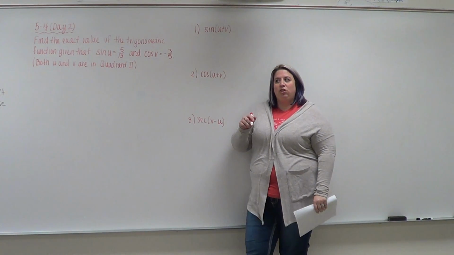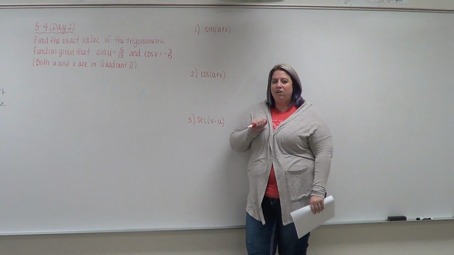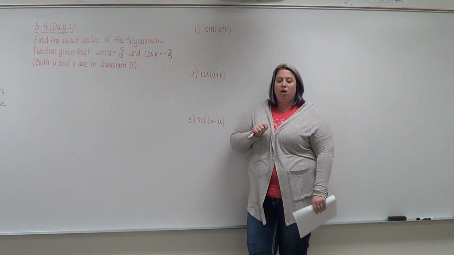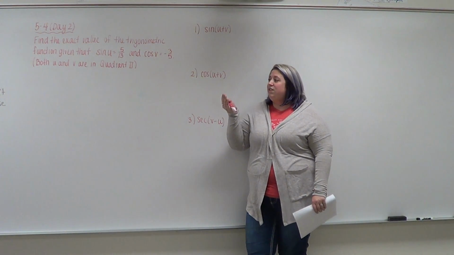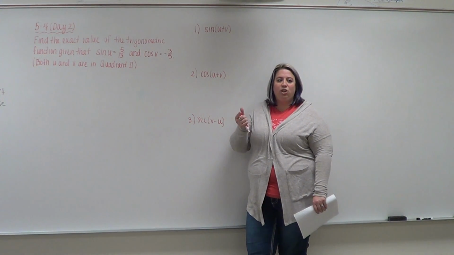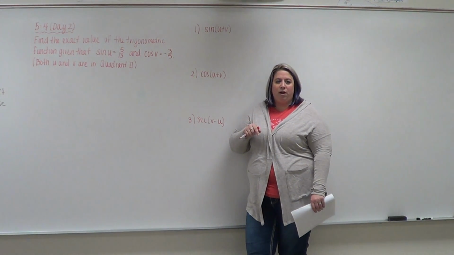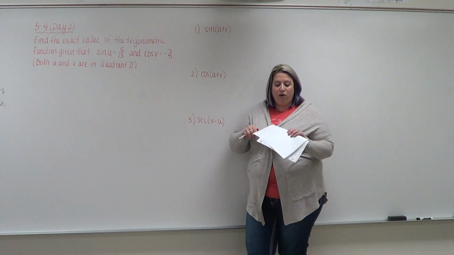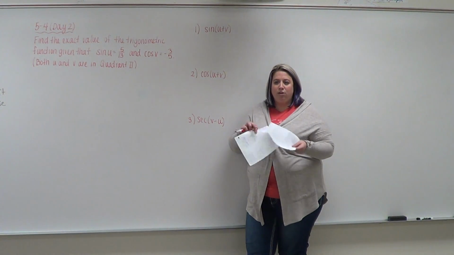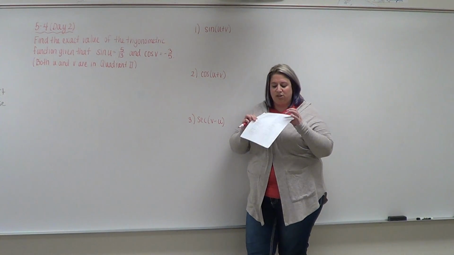Everything we did yesterday and the day before was on the unit circle. In these, you're not given the angle. You're just given that it's angle U and angle V. So you're not using the unit circle. Anytime you don't use the unit circle is when you use X, Y, and R. If you forget what those are, they are on your formula sheet right underneath your SOHCAHTOA stuff at the very top.